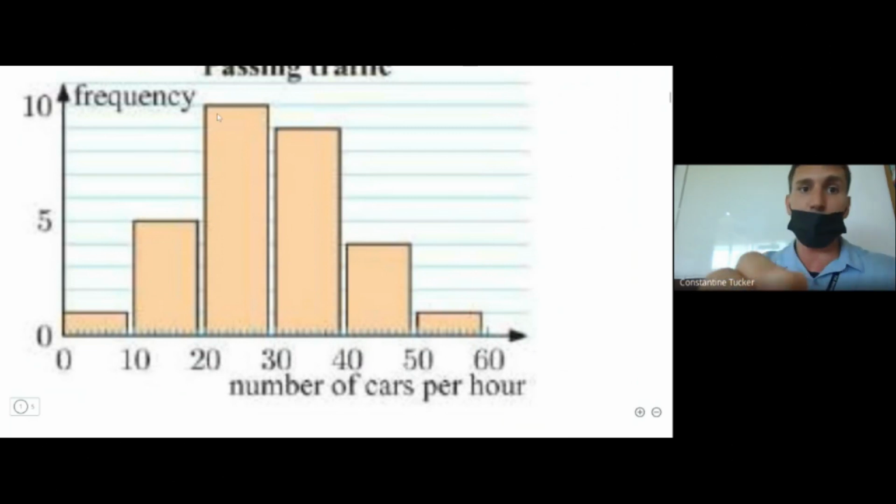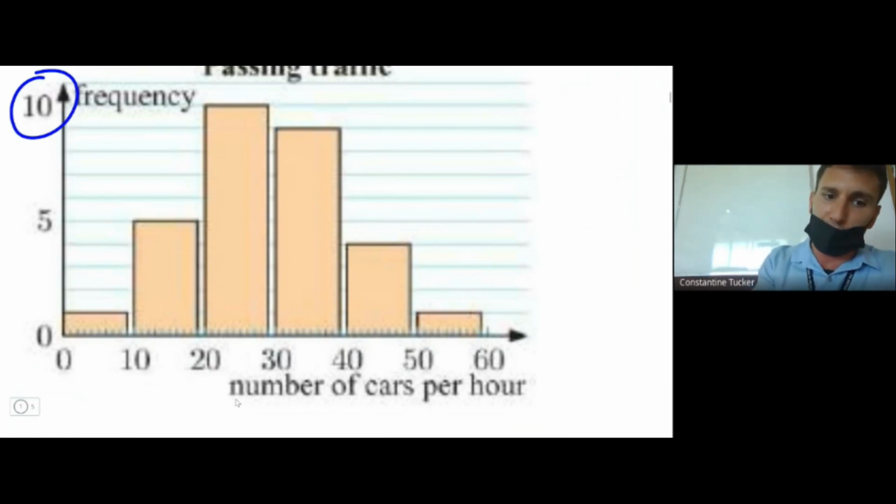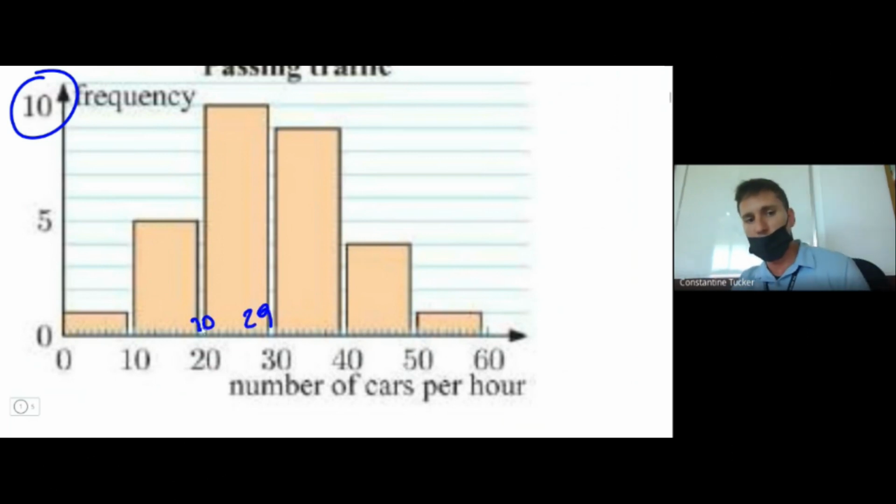10, right? You see, this column graph will show us how many things we have on the left, and down here it will tell us between which values we are. So we look at the x-axis and we look at the y-axis, and we can tell between 20 and 29 we had how many? Oh, we had 10 cars.